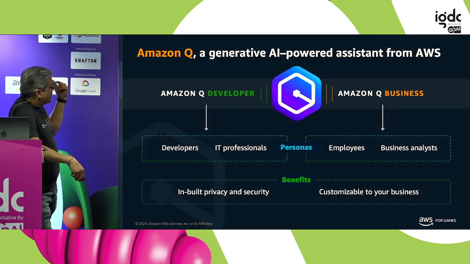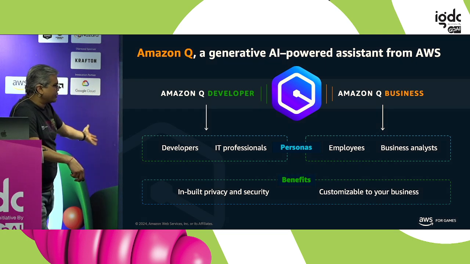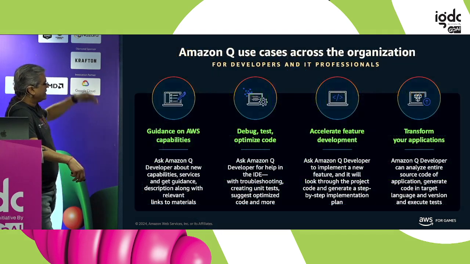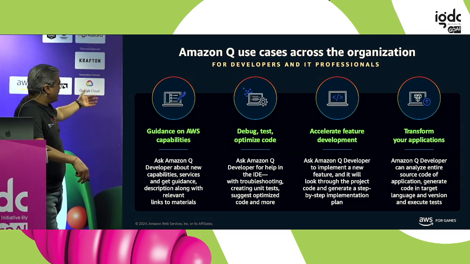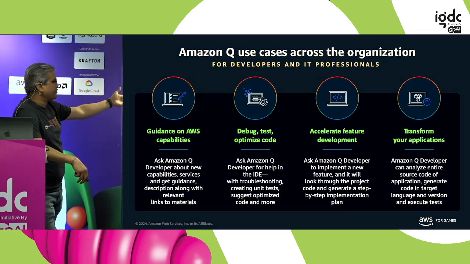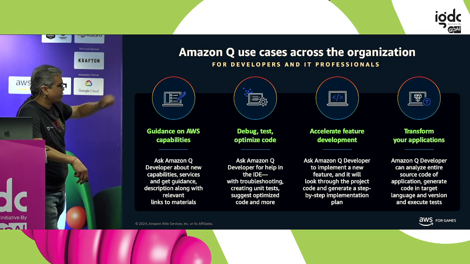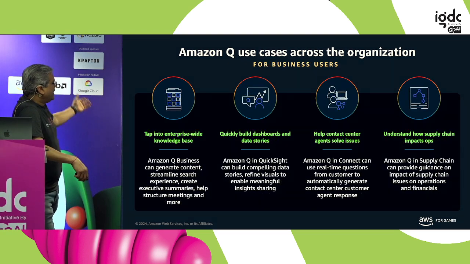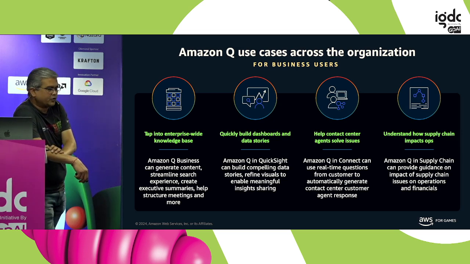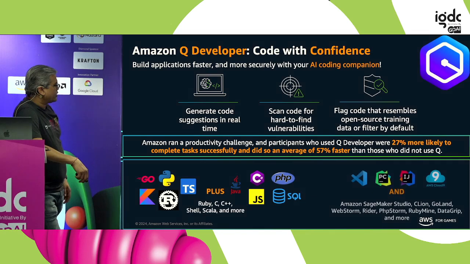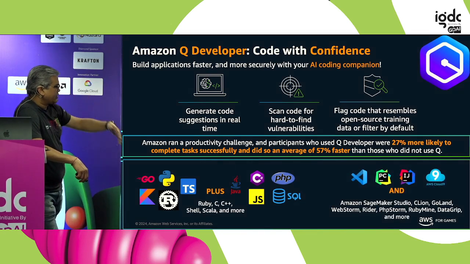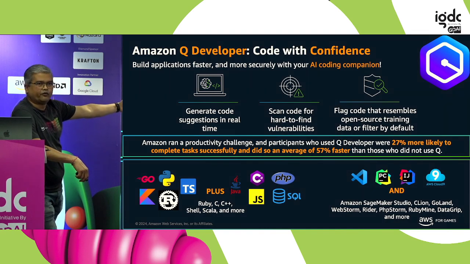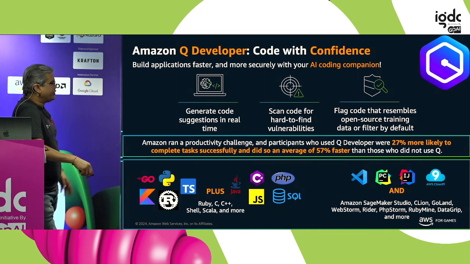Touched on Q. Q Developer and Q Business have different personas that they serve, different benefits that they offer. For developers, it provides guidance on AWS capabilities, debugging, testing, and optimizing your code, securing your code, accelerating development, transforming your applications. All of this your developers can benefit from. Q for Business provides you an enterprise-wide knowledge base, and lets you quickly build and customize dashboards that you need for your business, contact center, how supply chain impacts operations. All of this can be brought together. Q Developer has been very successful in reducing the average time for development, on average 57% faster.